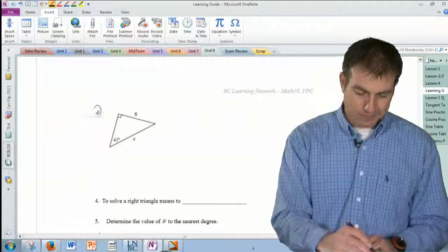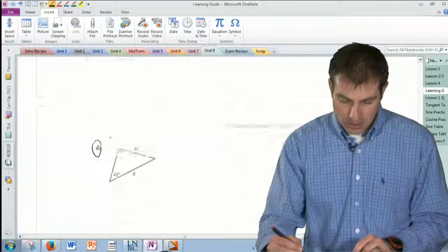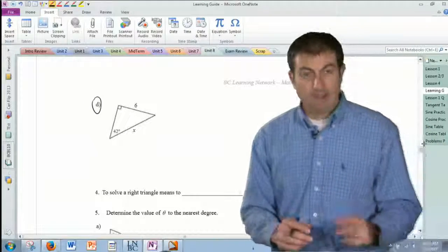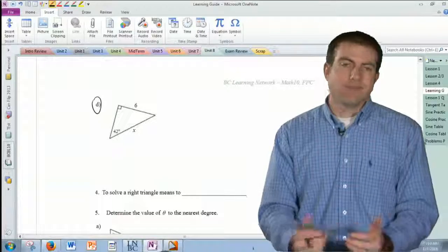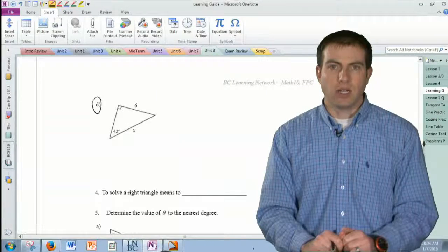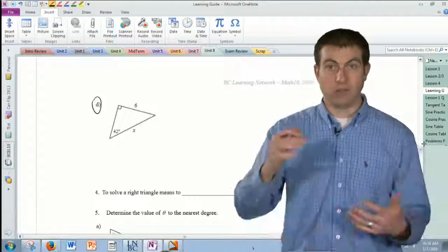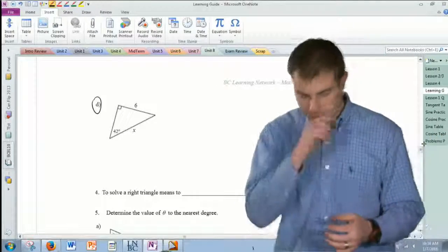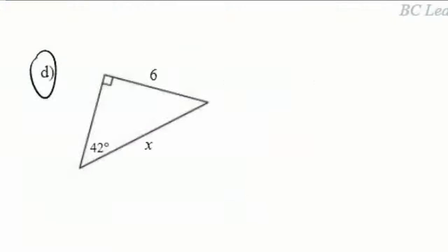Let's look at D. So this is on the top of page 6. Again, the triangle's been rotated a little bit. Doesn't really change the question. It's just rotated. You could turn it and redraw it if you wanted. That's fine. Shouldn't matter. What angle am I given?